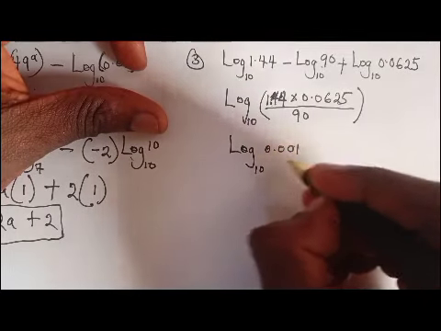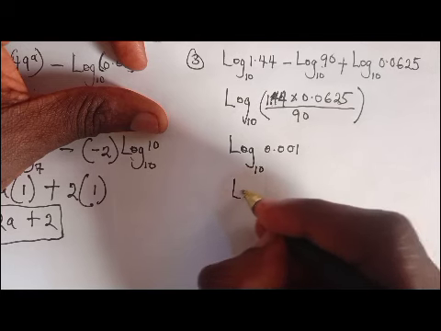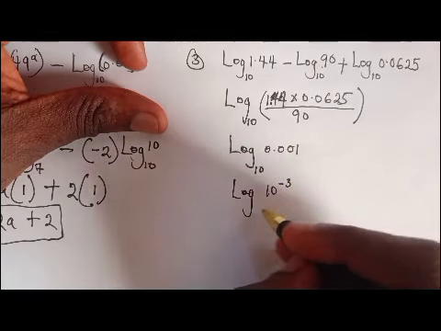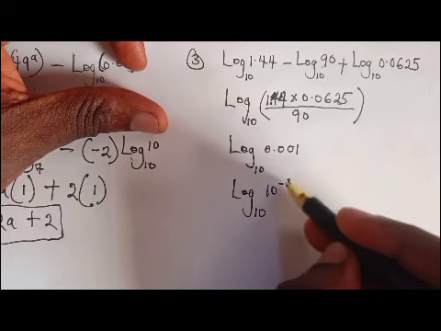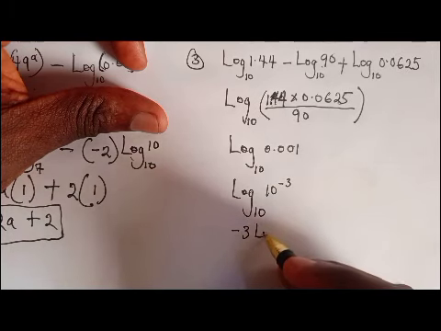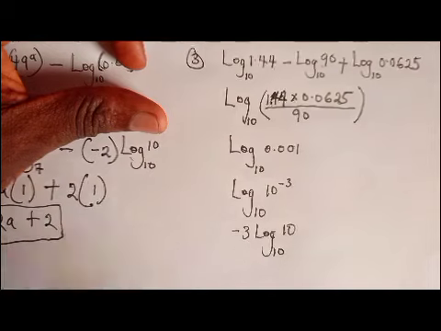Now, 0.001 can also be expressed in standard form, and that's going to give me log 10 raised to power minus 3 in base 10. Now, this is minus 3. Remember one of the laws, that's the logarithm of a number with power. The power moves to the front. So this becomes minus 3 log 10 to base 10.